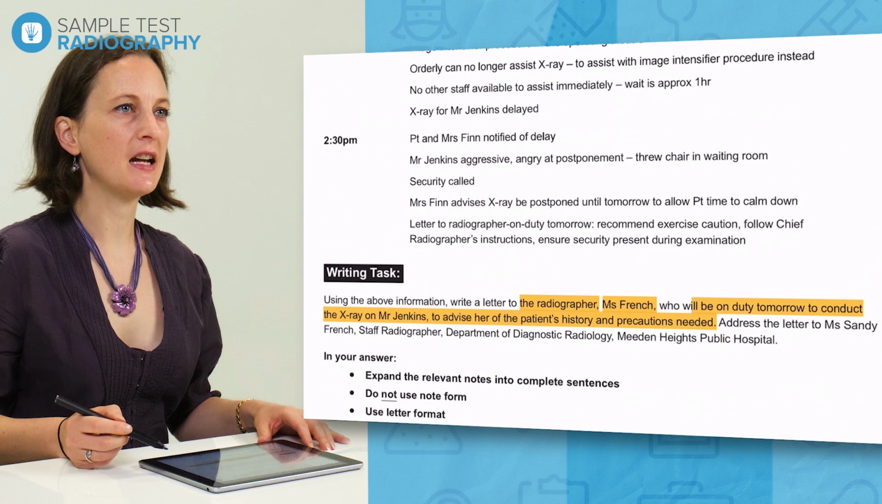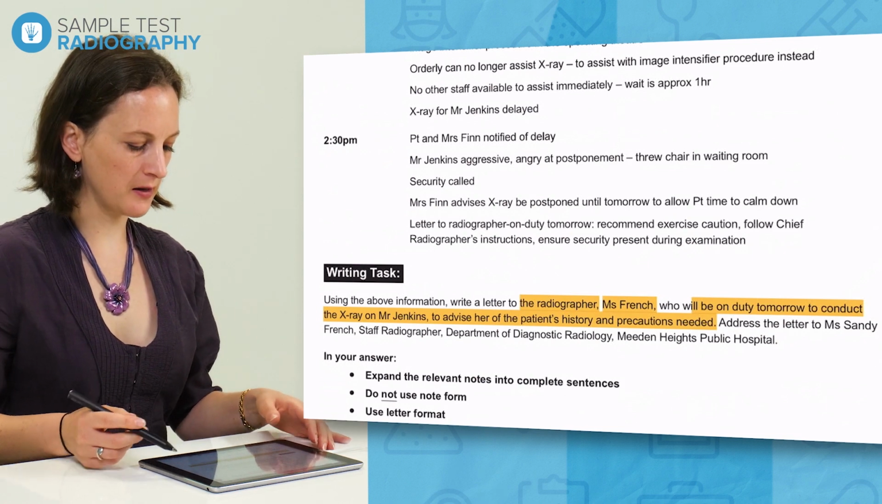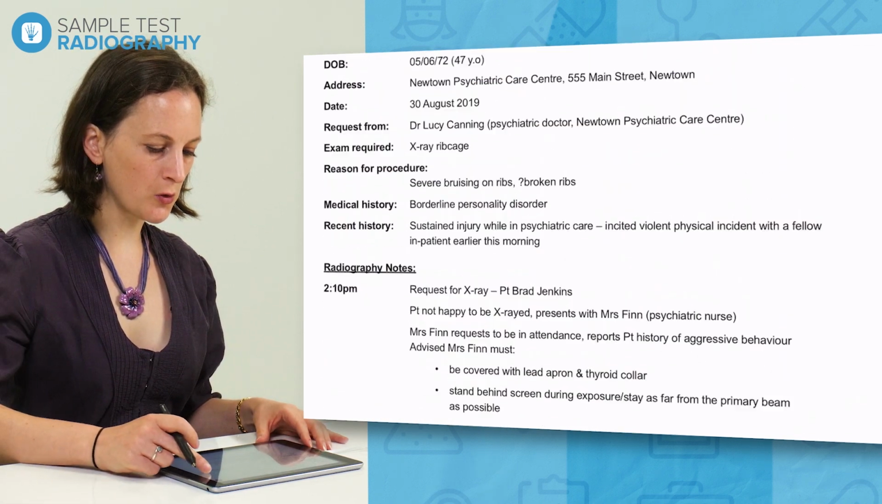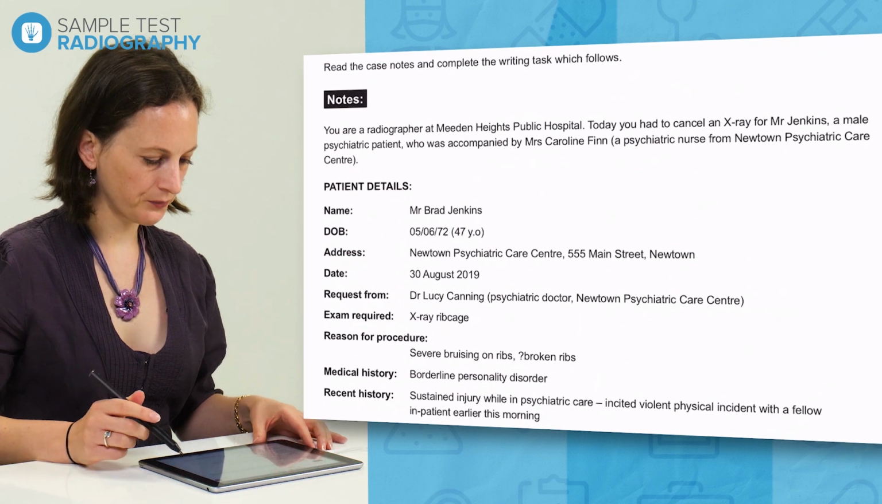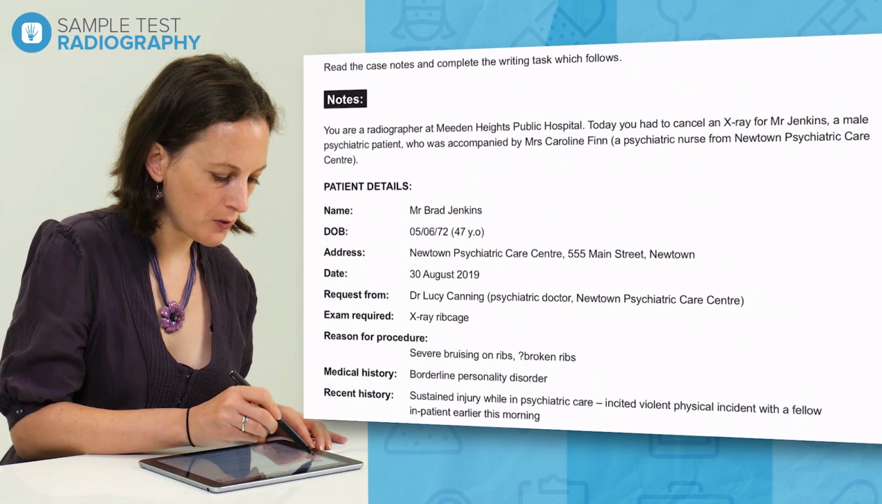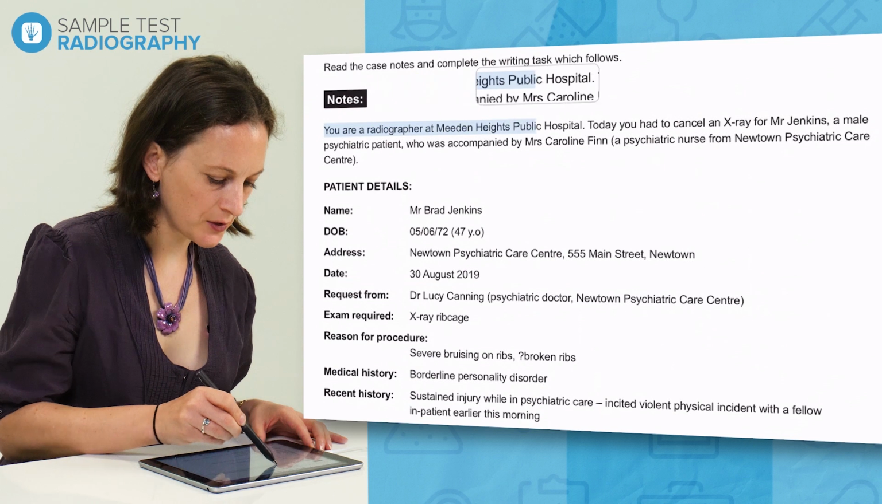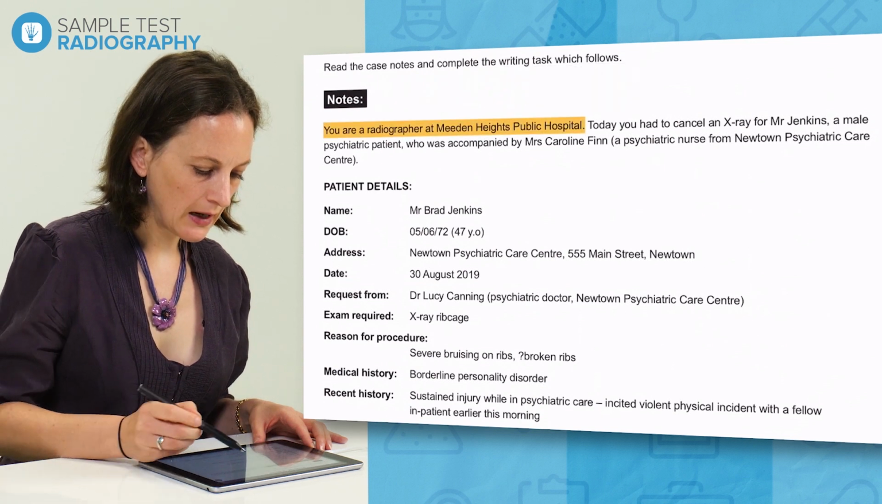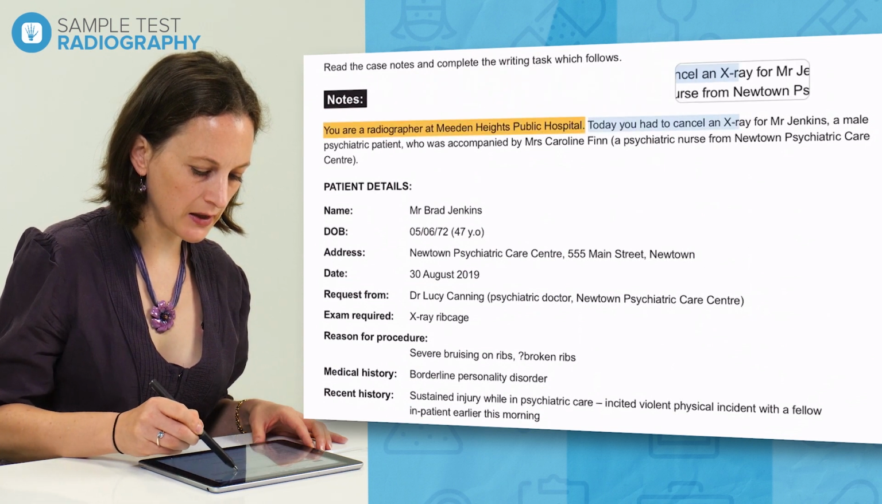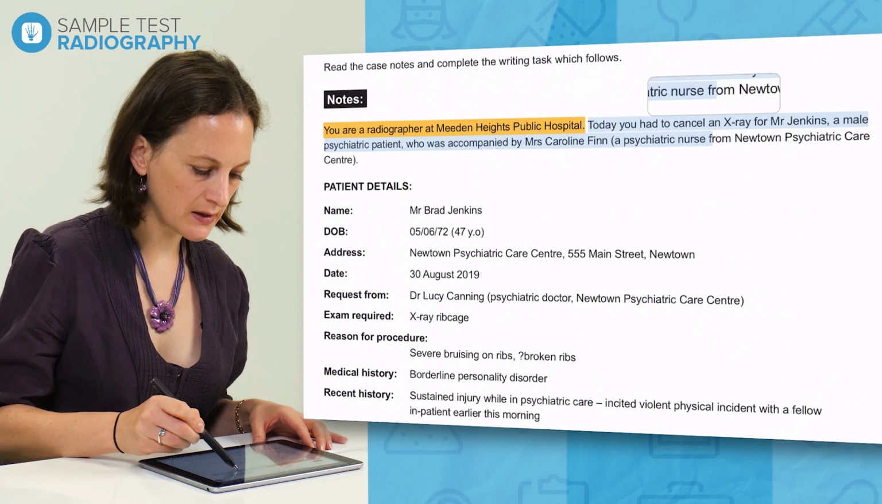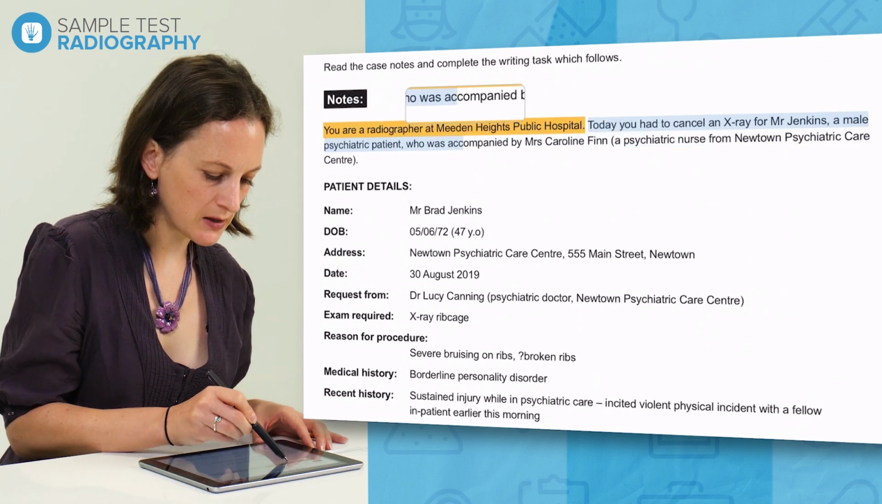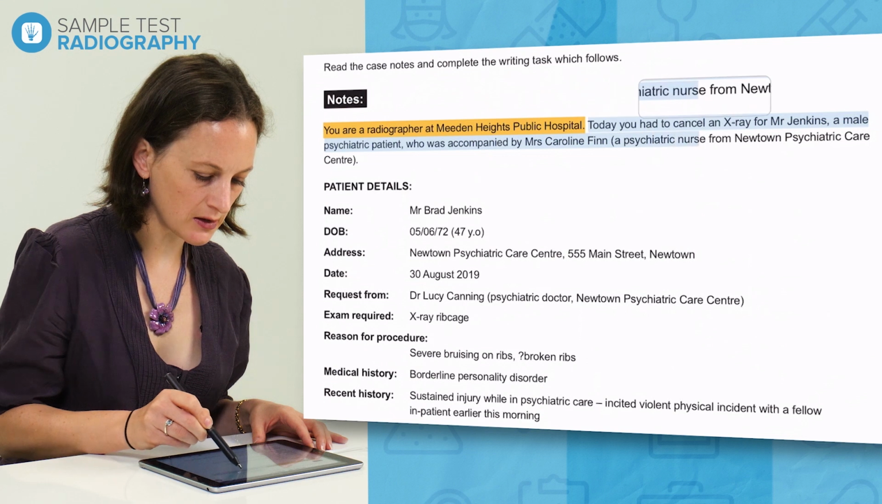Back at the start of the case notes, you will find the 3rd piece of information. What is your role in the patient's care? So we can see that you are a radiographer at this hospital and that today you had to cancel an X-ray for Mr. Jenkins, who is a psychiatric patient and was accompanied by a psychiatric nurse to his appointment.